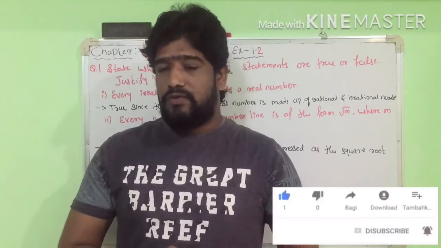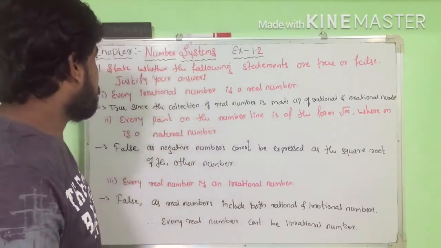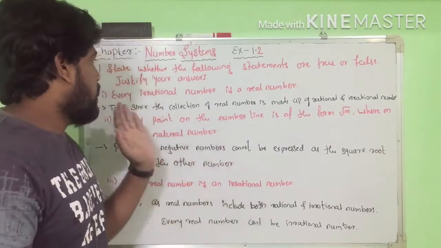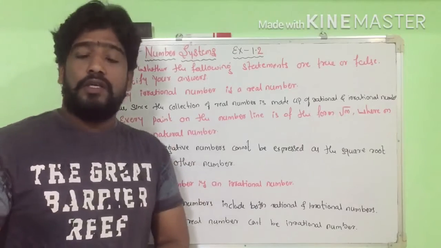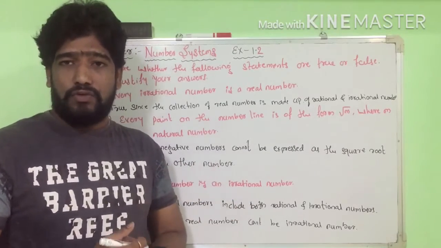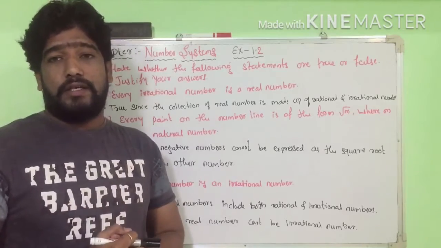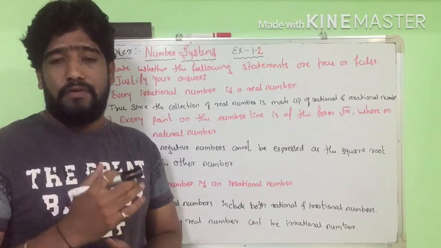In exercise 1.2, the first question is: state whether the following statements are true or false and justify your answers. So here we want to say whether it is true or false, and we want to justify why it is true and why it is false, right?